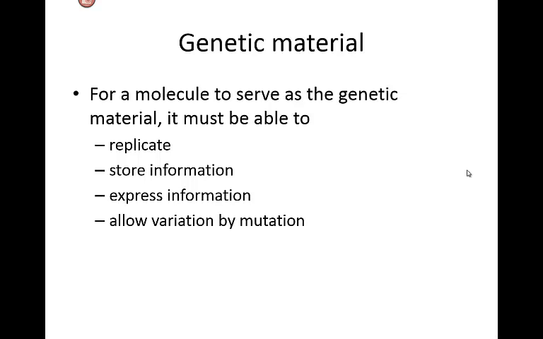And then last but certainly not least, they knew that it must allow variation by mutation. This way, different generations mostly are going to be similar, but every so often we're going to get some variation in there. And that's what's going to be the raw material for a new species to form.